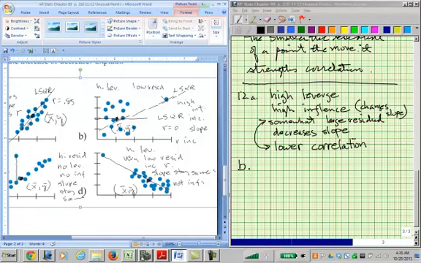So let's go back over this. Okay, it has high leverage because it's far from X bar. It's in line with the rest of the points, so the LSQR is probably going to go right through it. So it will have a very, very low residual, probably lower than the residuals of the rest of these points. Therefore, it will increase R. The slope will stay the same. It's not influential. It does not change the slope. Okay, so that's it for 11 and 12.